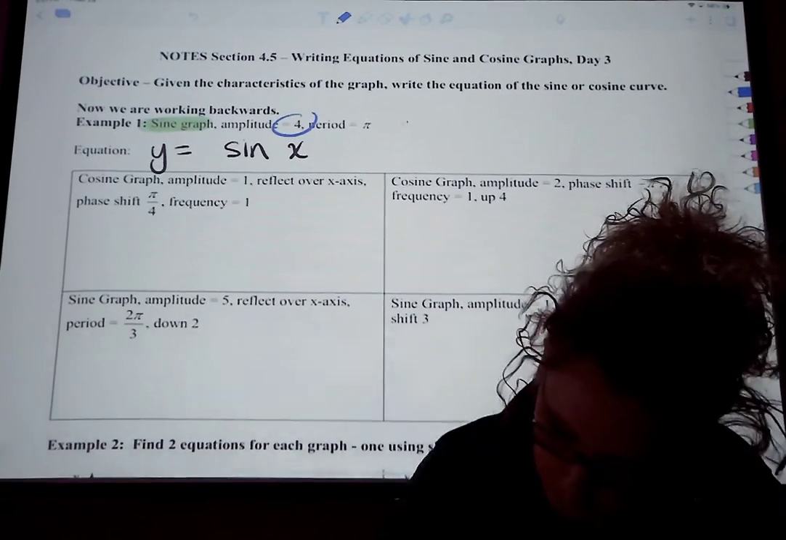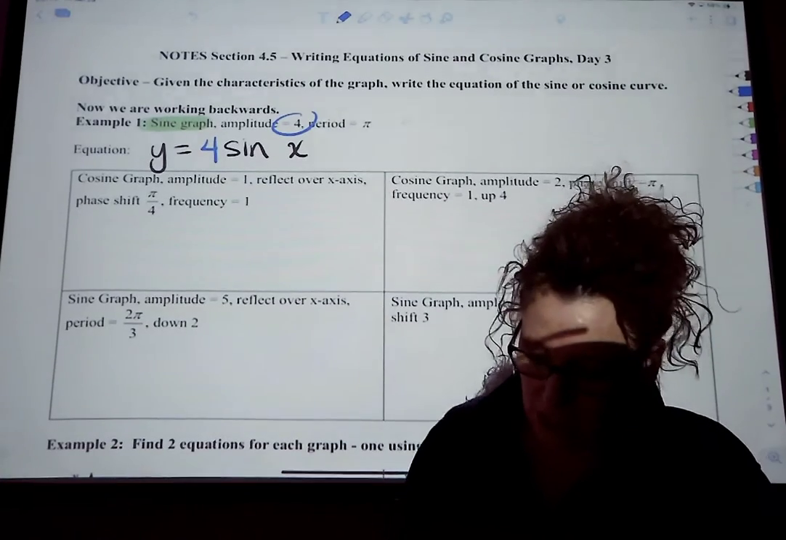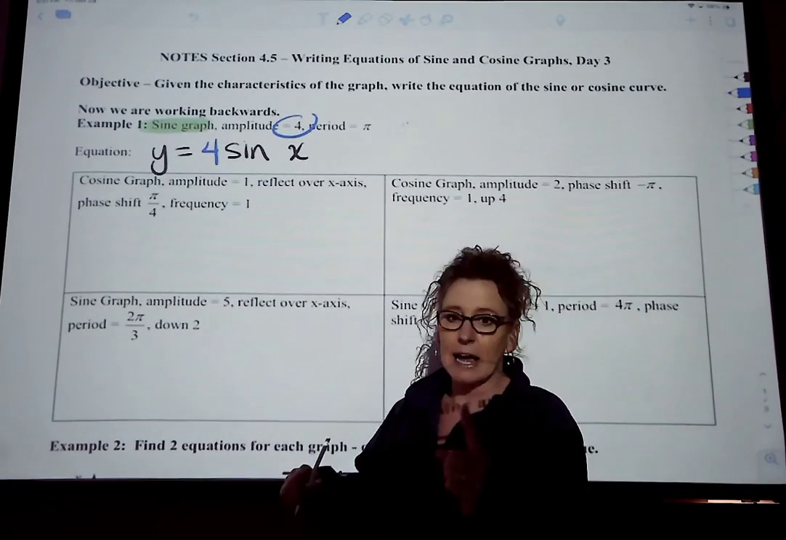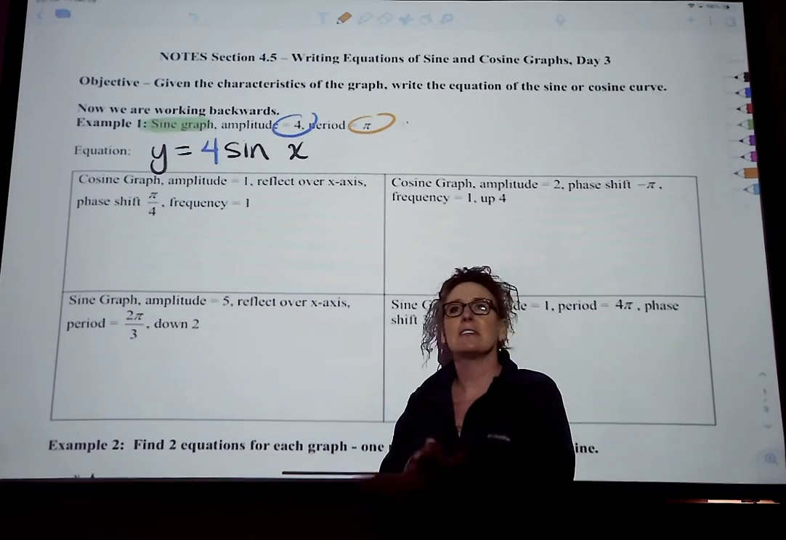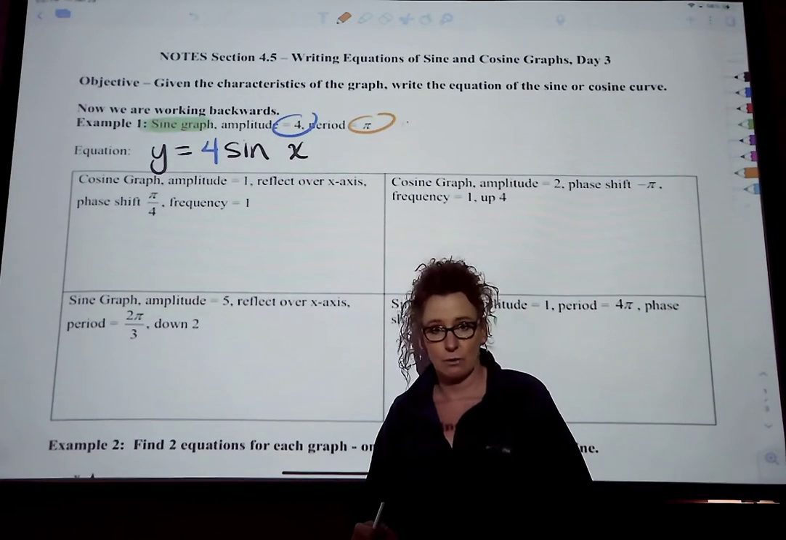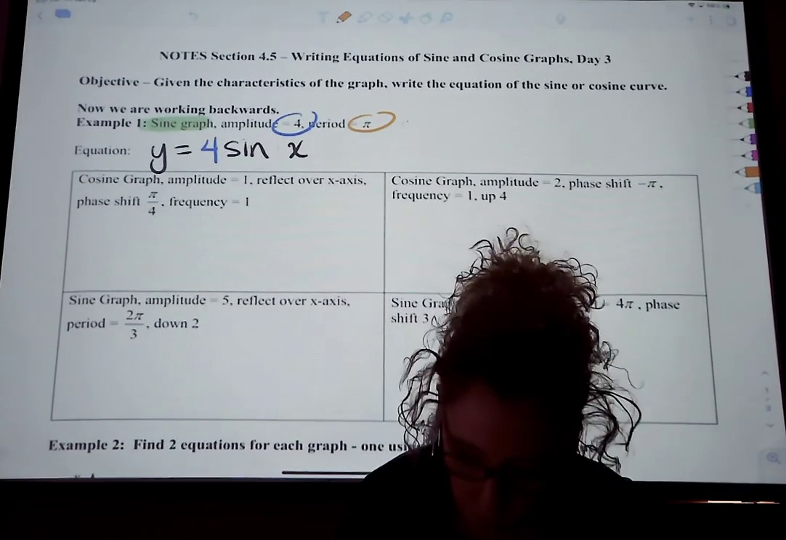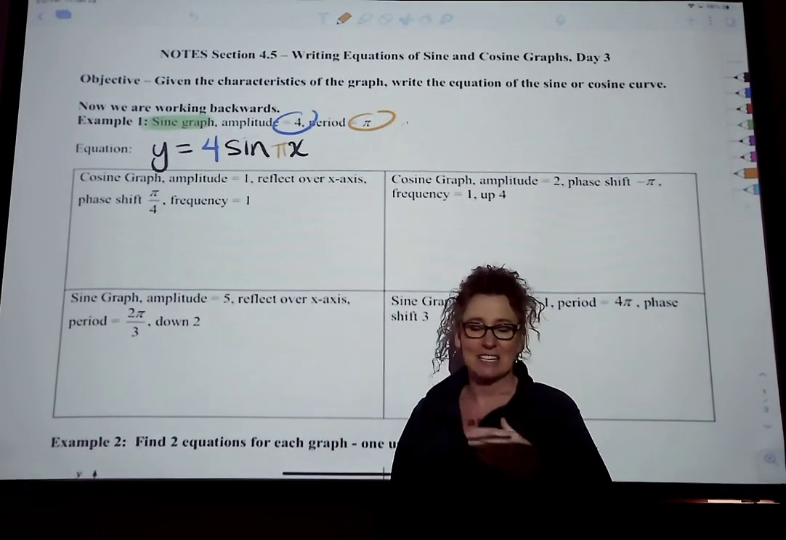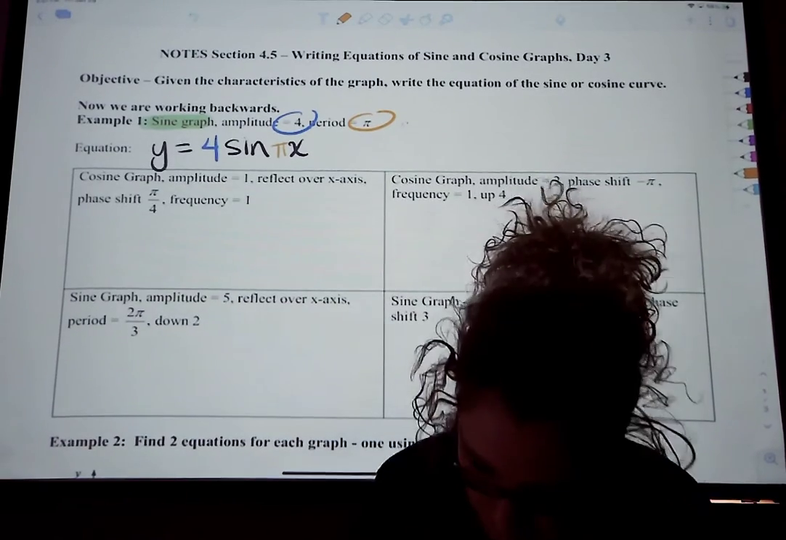The amplitude is 4. I need a 4 out in front. The period is pi. Now, be careful. The period is pi. This is not the B value. We don't put pi there. We've got to figure out what the B value is.